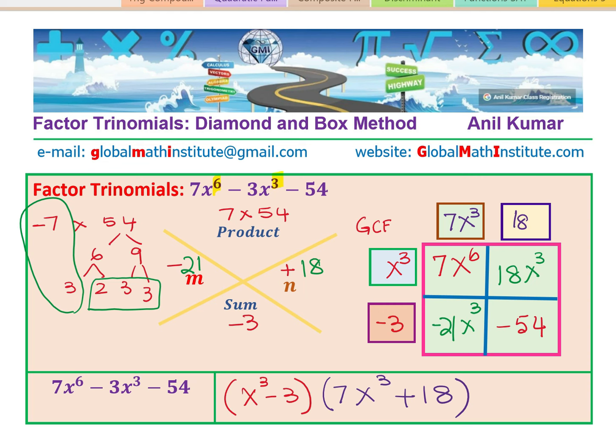So you see how easily we could factor this. We had higher leading coefficient 7 and constant 54. When you multiply, the product is also a big number. We actually did not calculate the product. We prime factorized it to get the numbers. The key idea is to get m and n. Make sense? Once we got them, it was easy to get the result.